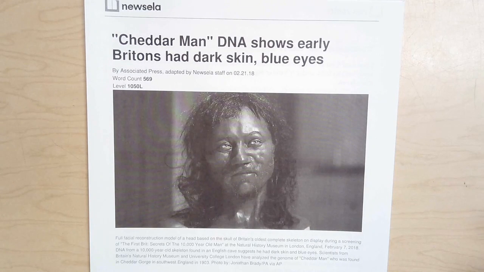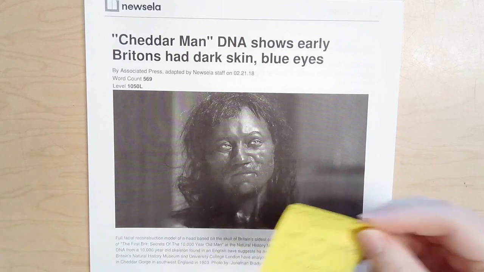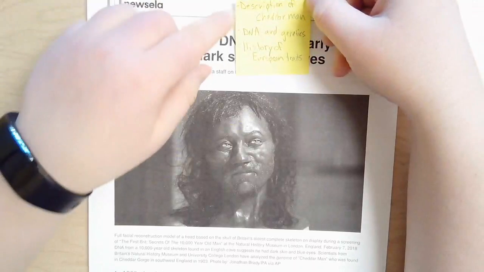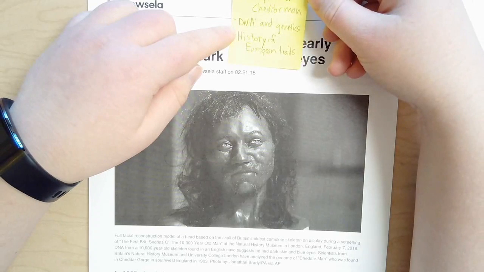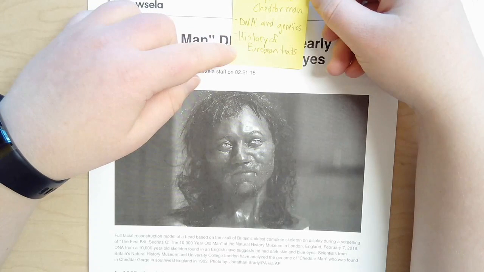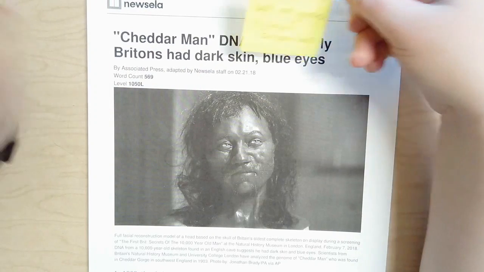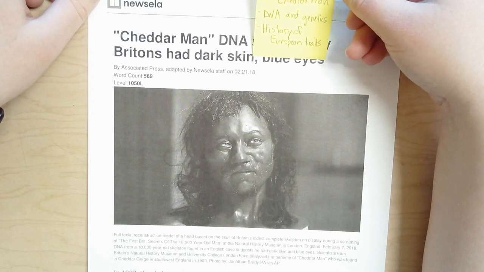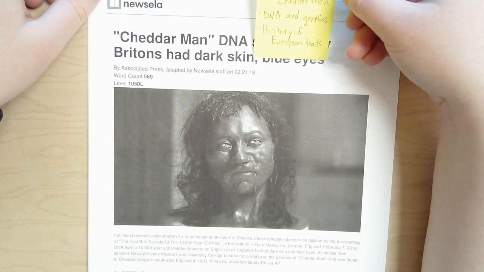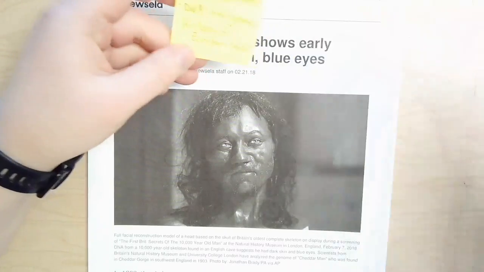I had to read this 2 or 3 times to really narrow down what the main topics explored were, and it kind of jumps between different topics, so that was really challenging. But the 3 things it mainly talks about are describing Cheddarman, what he looked like, how he lived. They talk about DNA and genetics, and then they talk about the history of European traits. So I'm going to go back through the article, and I'm going to label the most significant details I see about each of these 3 topics. As a matter of fact, I'm just going to label them A, B, and C.